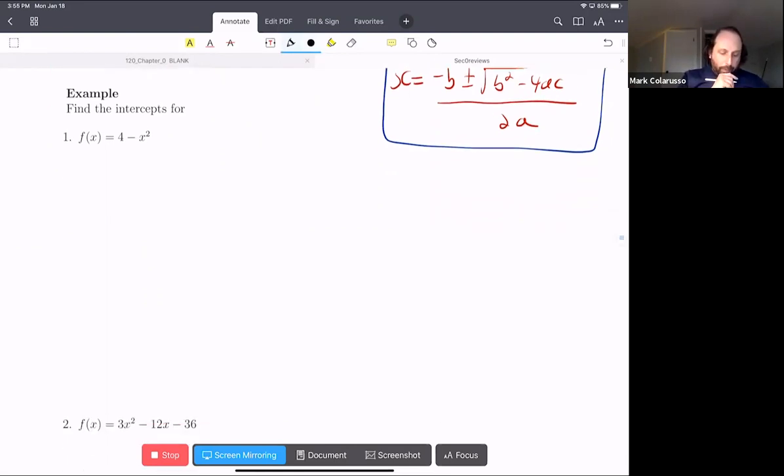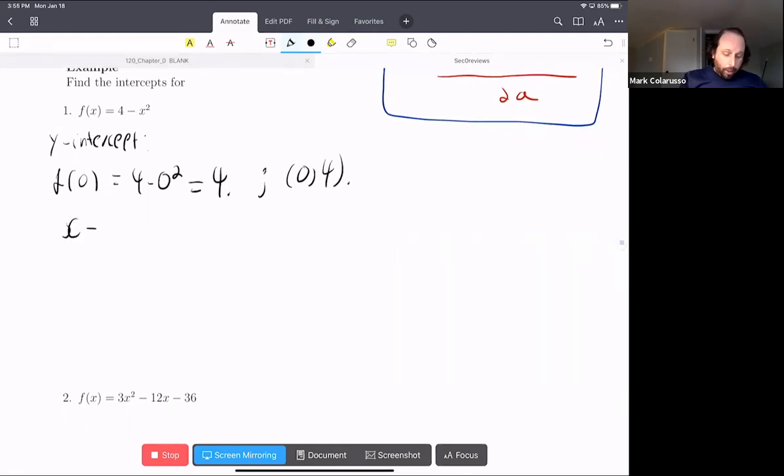Okay, so find the intercepts for this quadratic function, f(x) equals 4 minus x squared. So again, let me start with the y-intercept first. That's just plugging in 0. So 4 minus 0 squared, of course 0 squared is 0, is equal to 4. So that's not too interesting. So the y-intercept is (0, 4). Okay, for the x-intercept, we're going to have to use some of our tools.